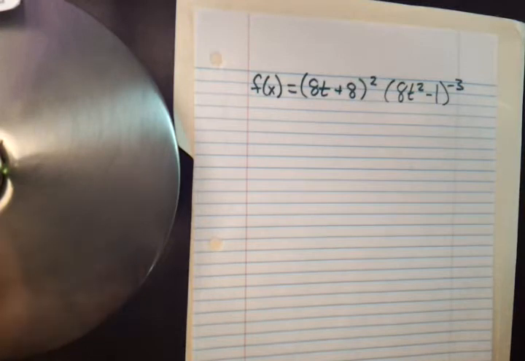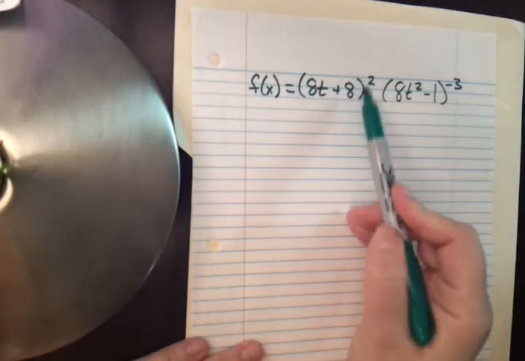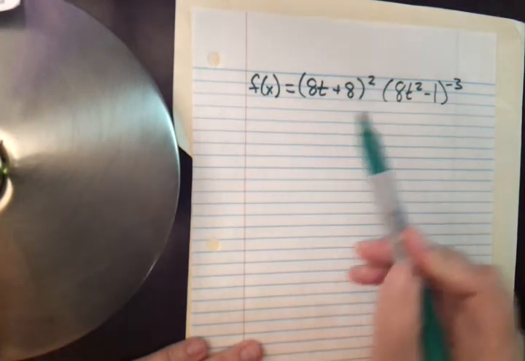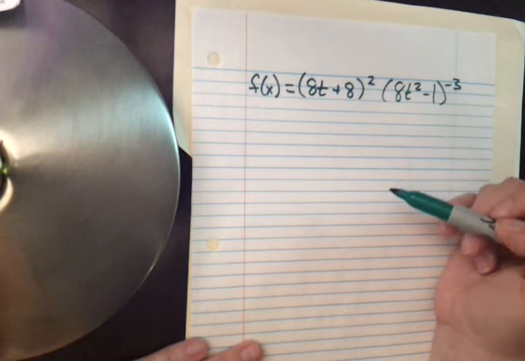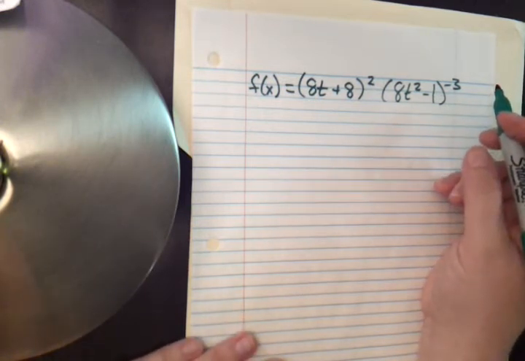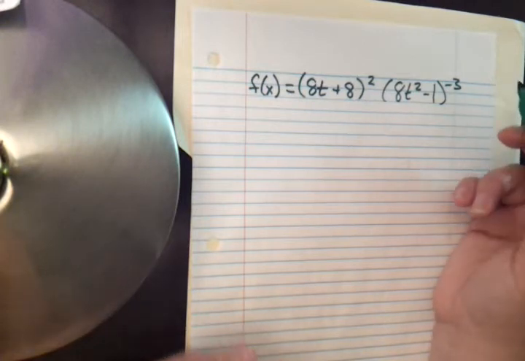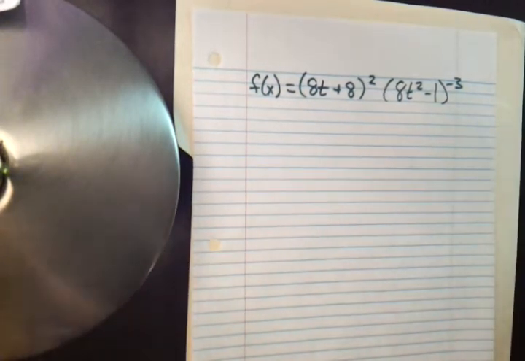So let's take a look at the function they'd like us to find the derivative of. It's this quantity 8t plus 8 squared times 8t squared minus 1, and that's to the negative 3 power. You're going to see the negative 3 power and freak out. Don't freak out. It's just an exponent, and we'll need it for the power rule, but the power rule is simple. So don't worry about that negative 3. It's not a big deal.